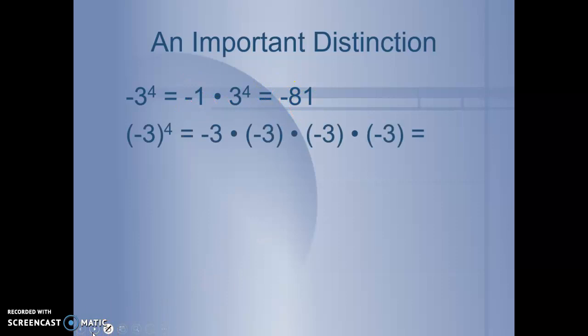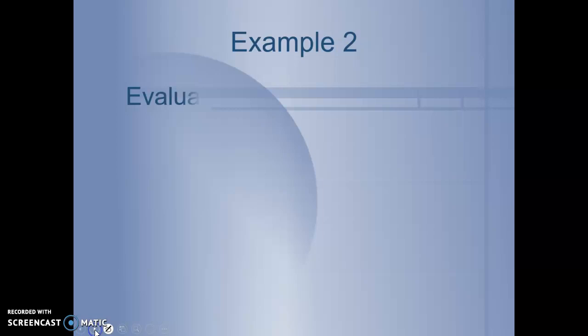But with parentheses, we have negative 3 to the 4th power. And that's negative 3 times negative 3 times negative 3 times negative 3, which gives us a positive 81. So those parentheses are important. They tell us whether this negative sign here is part of the exponential expression or whether it's separate and needs to be added at the end. So be careful of those parentheses.